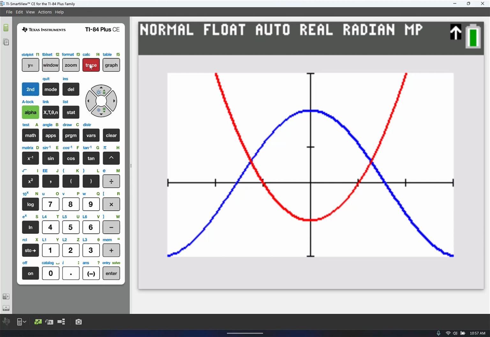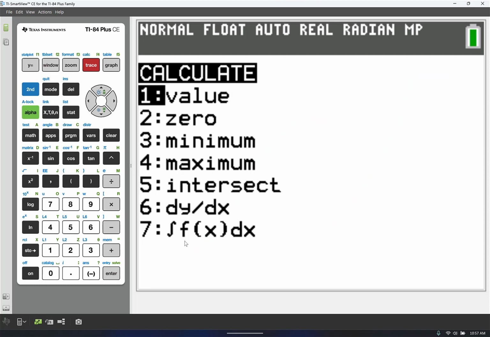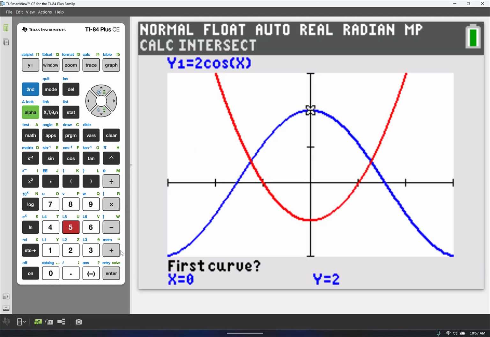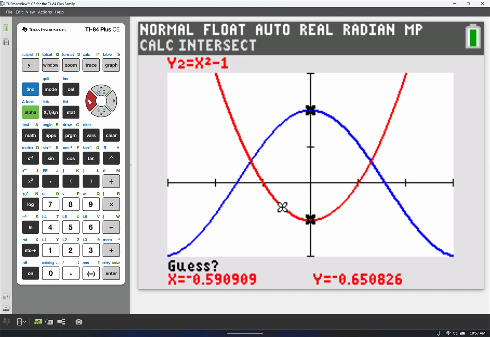Second, calculate. Look at everything it can do. Use the number 5. Be careful with the number 7. I know some of you already know how to use it. Use the number 5. Push enter twice. And it's symmetric on the y-axis, so it's going to be the same value for the magnitude for the other one, but positive. There it is.